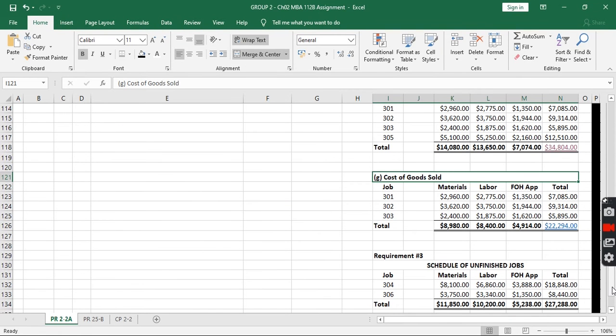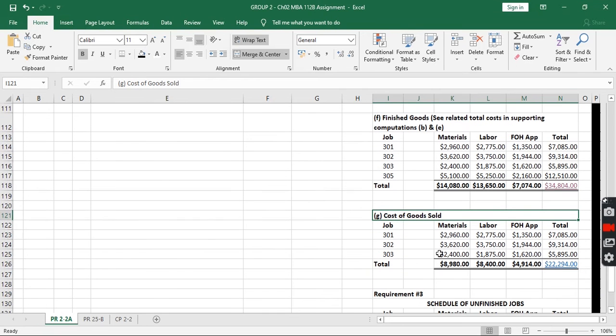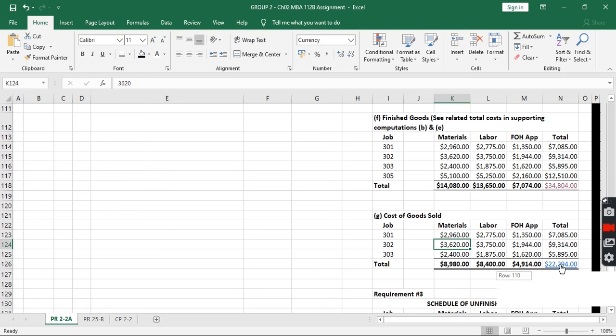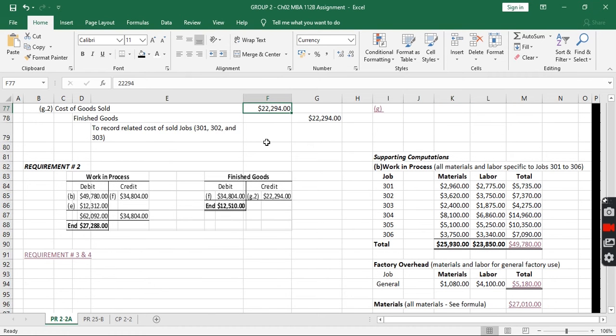Actually, the data from this table is just derived from this table, the table for the calculations of the finished goods. So since we sold 301, 302, and 303, we simply have to use the data for these items, which would give us a total of 22,294 for our costs of goods sold. So requirement number 1 is done.